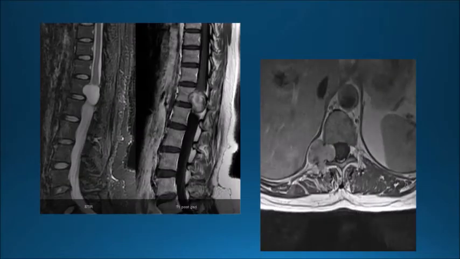So these are a few examples of the spinal cord tumors, especially the dumbbell shaped spinal cord tumors. Here you can see the intracanalicular and extracanalicular parts of the schwannomas causing a constriction at the level of the foramina.